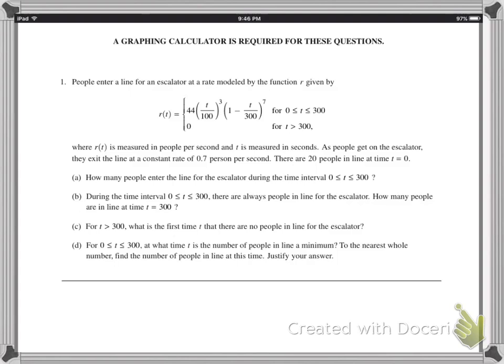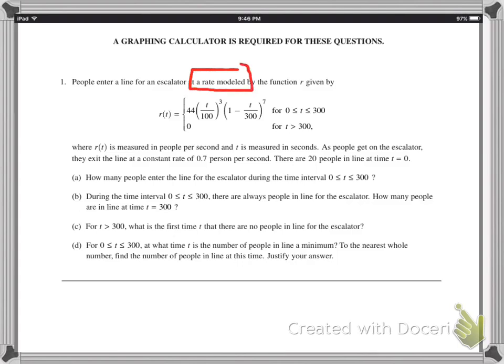And they're trying to make it look a little complicated, so it's a piecewise defined function, and it's got these factors in it. And so they're trying to make it look a little scary to see if they can freak you out. Don't panic. Apply the concepts that I've taught you, and you'll be fine. Now, as I said, people enter a line for an escalator at a rate modeled by this function. So we're given the fact that we're dealing with a rate right here.